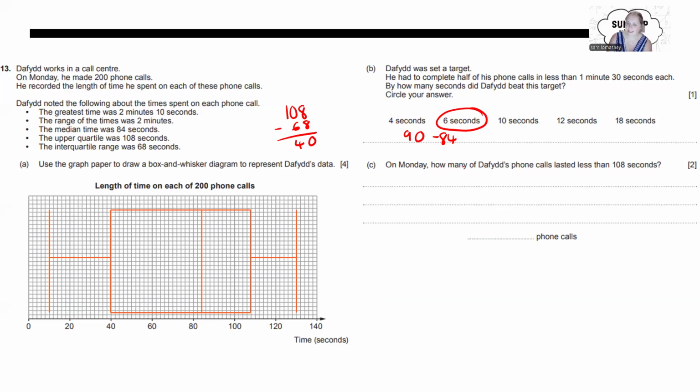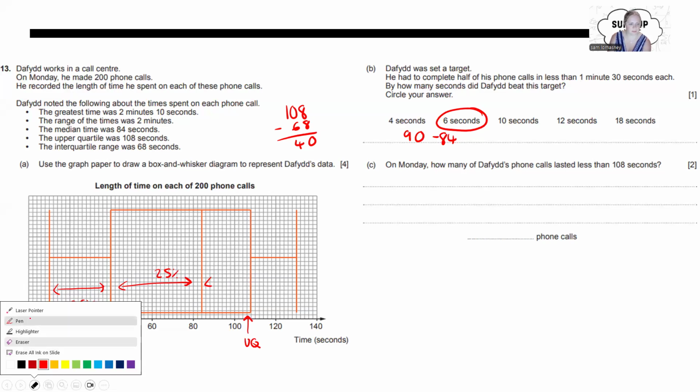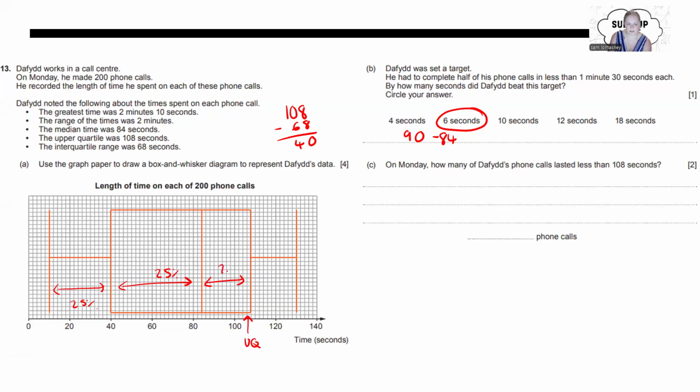And on Monday, how many of David's phone calls lasted less than 108? We know 108 is our upper quartile. And as I remember saying, this section is worth 25%. This section is worth 25%. And this section is worth 25%. Oh, that was a long line then. Just rub that last line out. This section is worth 25%. So we've got 75% is up to that 108.